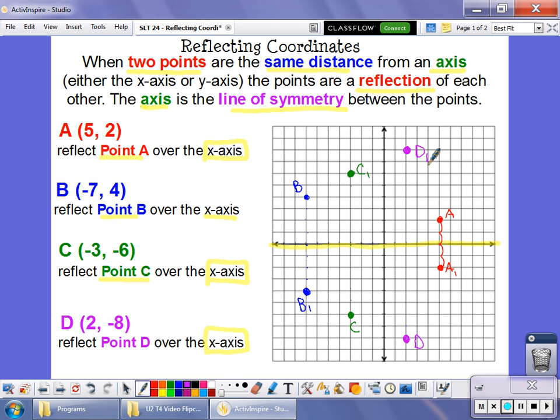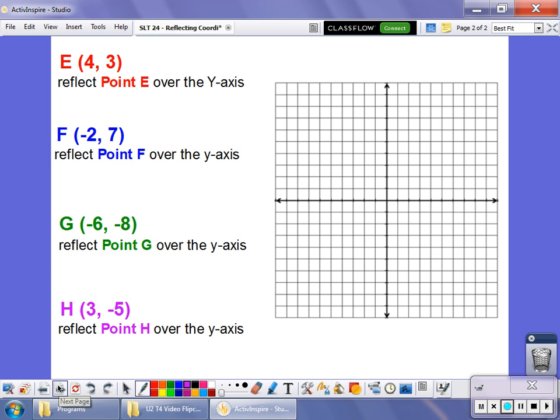Now, in addition to being able to reflect over the x-axis, you can reflect over the y-axis. It's the same process, except that we're flipping over the y-axis. So let's take point E, 4, 3. So 4 to the right and 3 up. This is point E. Now the difference is, this time we're going to reflect over the y-axis. So our y-axis is right here.